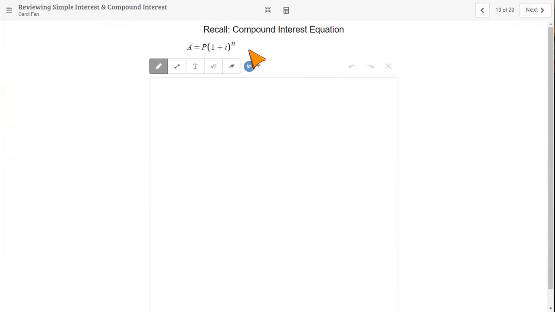So compound interest, because we said that this is an exponential relation, it's going to be in the form of an exponential equation. So recall our exponential equation, y is equal to a b to the power x. Now, our compound interest equation is very similar to that. We have A is equal to P times (1 plus i) to the power n.